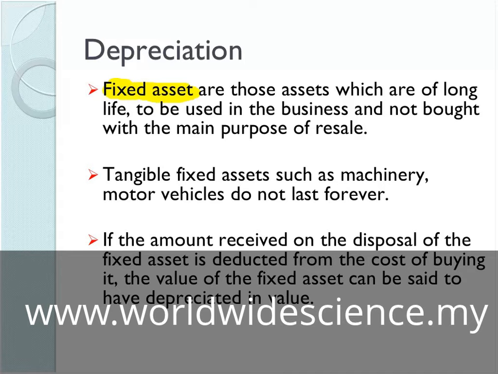Maybe more than that. And tangible fixed assets such as machinery. So you must remember, tangible fixed assets include machinery. Motor vehicles do not last forever also. So these kinds of assets, machinery, motor vehicles, do not last forever. And we must always deduct depreciation, like amortization, from those assets. If the amount received on the disposal of the fixed asset is deducted from the cost of buying it, the value of the fixed asset can be said to have depreciated in value.